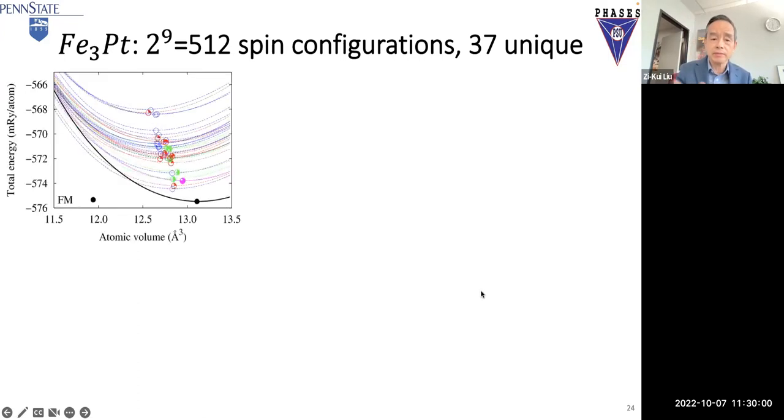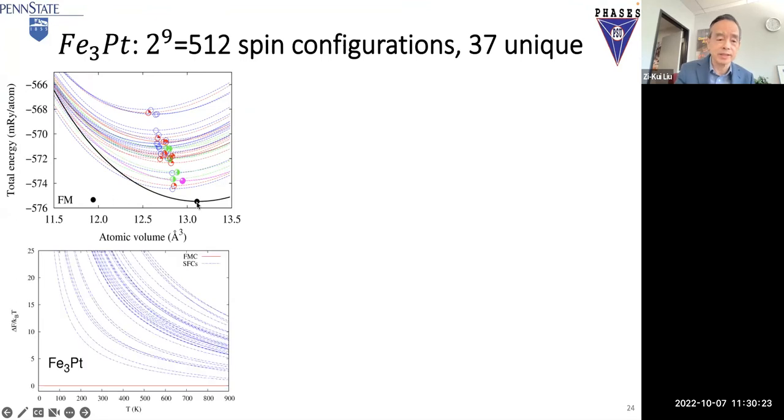And then you can calculate their energy at 0 Kelvin. The first one is the ground state, and the others are non-ground states. The important observation is that the non-ground states have smaller volume. That's a very important observation. Then you do the free energy calculation as a function of temperature at ambient pressure, and you find that the ground state is always stable and has the lowest energy.